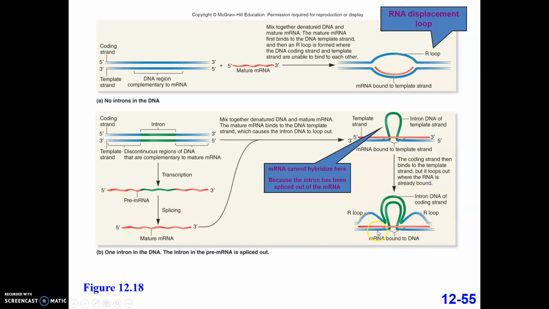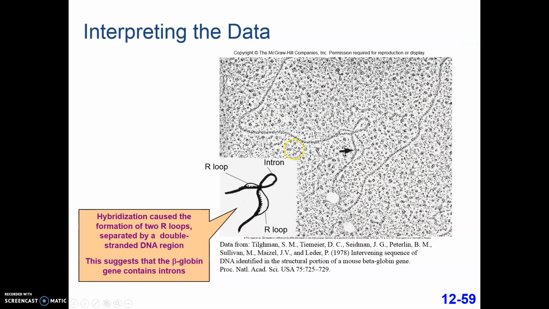But this type of structure is easily visible under electron micrographs. So here's an example of that. And here's a diagram of what we're looking at. Here we have an R loop, we have the intron loop, another R loop, and then the double helix DNA on both sides. So it's something that's very visible.